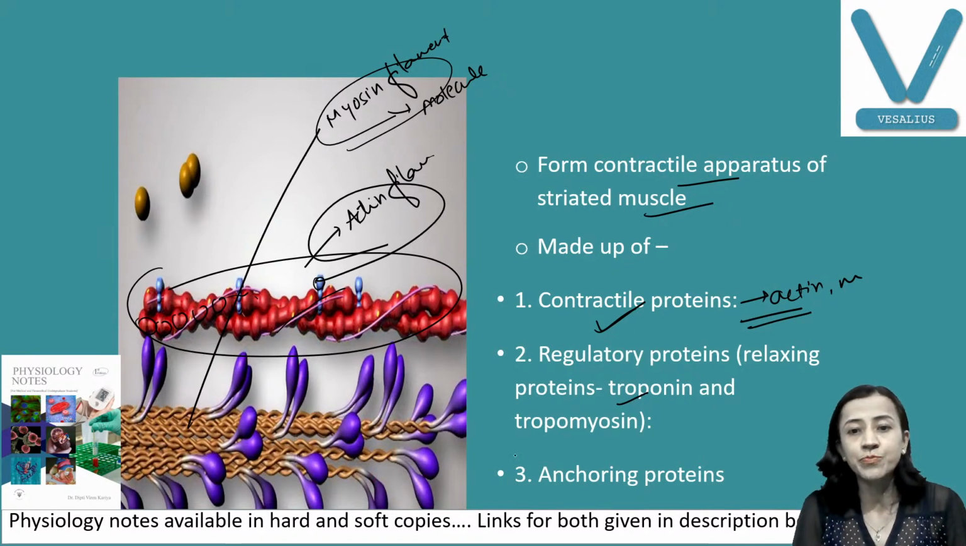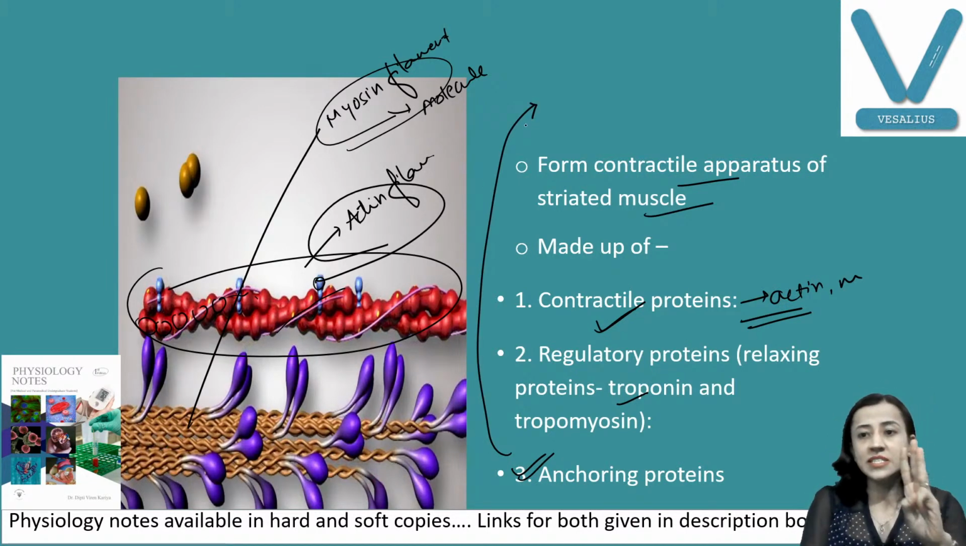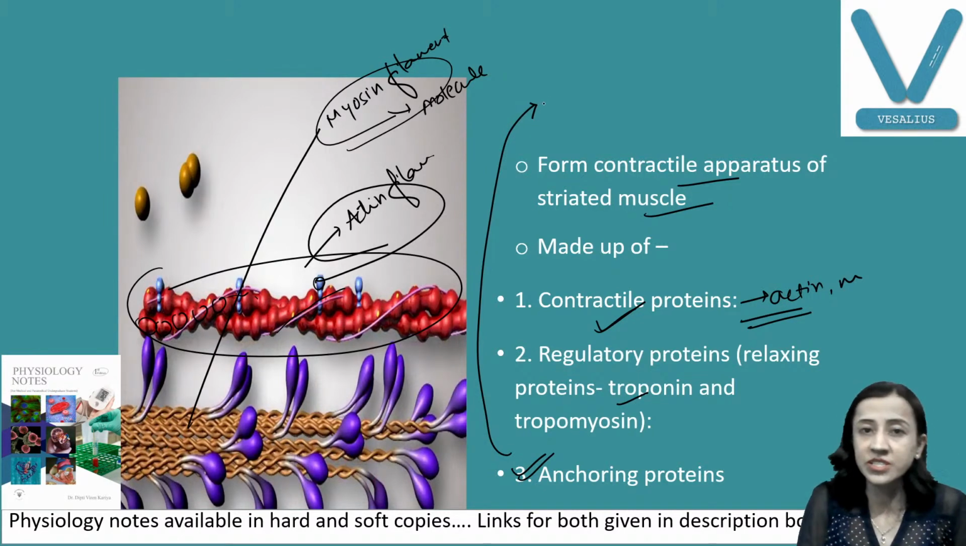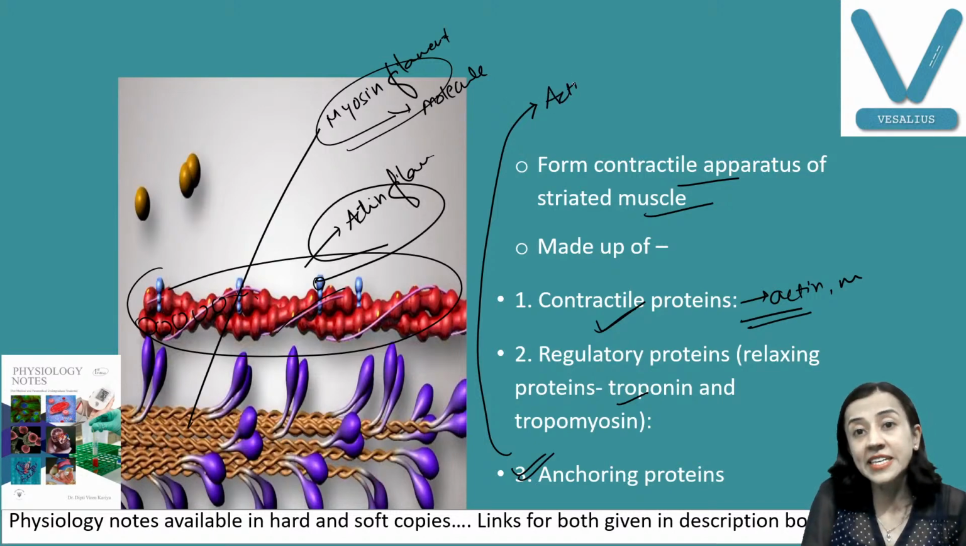And anchoring protein. Anchoring means they provide strength. Which are the anchoring proteins? All the three are important: contractile proteins, regulatory proteins, and anchoring proteins. Try to remember the names of the anchoring proteins. Actinin. This is actinin.